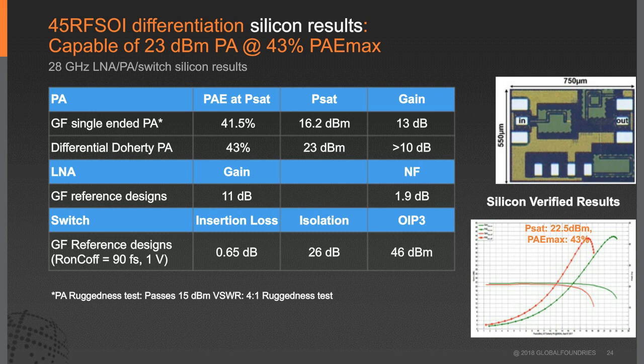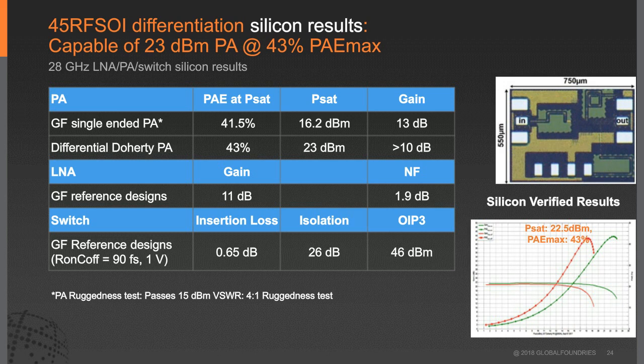we have achieved our Ron-Coff of 90 femtoseconds and insertion loss of 0.65 dB at 26 dB isolation with an OIP3 of 46 dBm. These are all millimeter wave frequencies, 28 gigahertz LNA, PA, switch silicon results. And these are just demonstrators that we have been able to achieve so far. We keep on trying to get even better results, and our customers are working with it to get newer results as we speak.